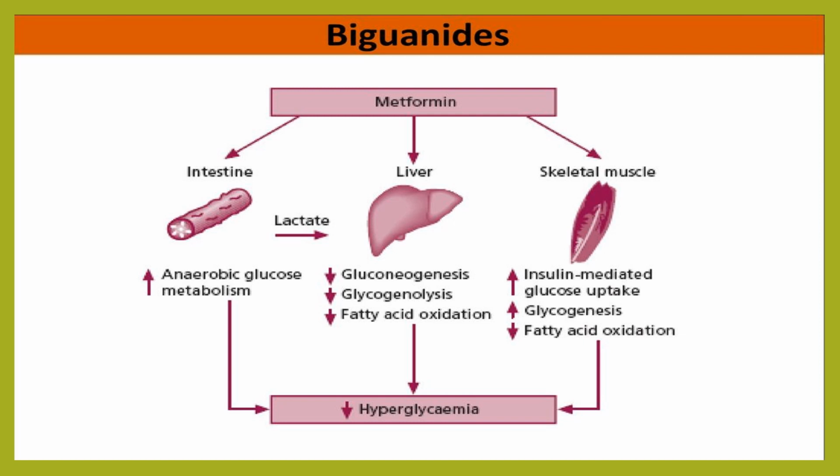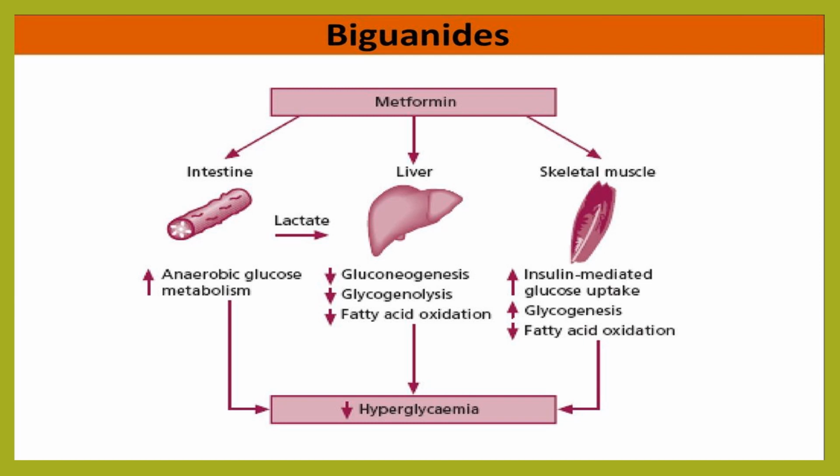This is the mechanism. Here, metformin in the liver reduces or suppresses gluconeogenesis. Gluconeogenesis means glucose synthesized from non-carbohydrate compounds. So that process is suppressed, and it also suppresses glycogenolysis, that is breakdown of glycogen, and oxidation of fatty acids. These three processes are suppressed by metformin.